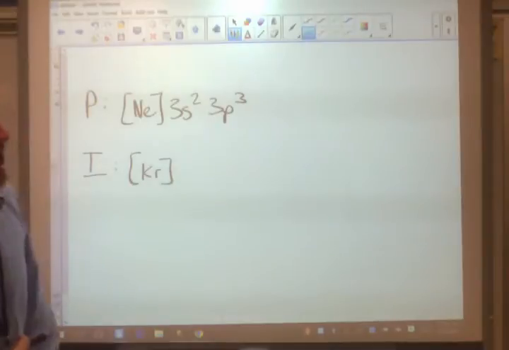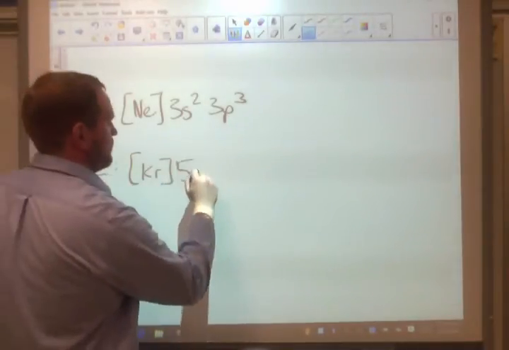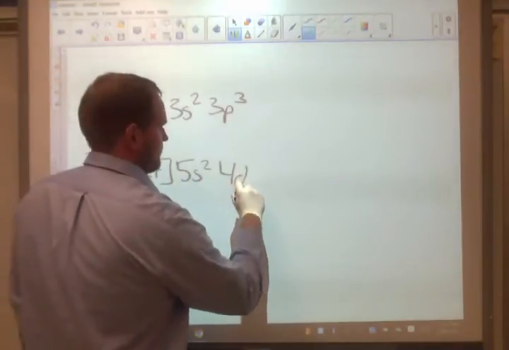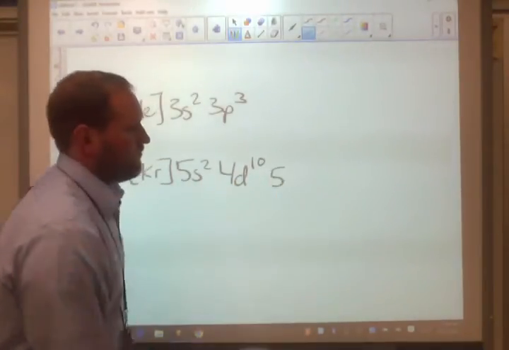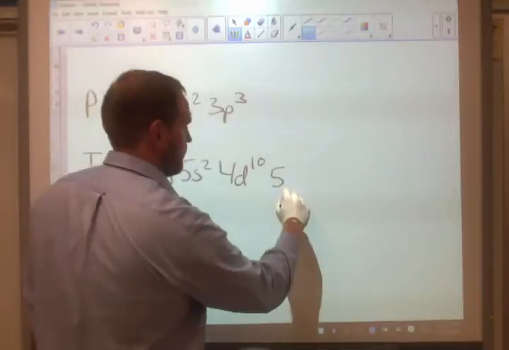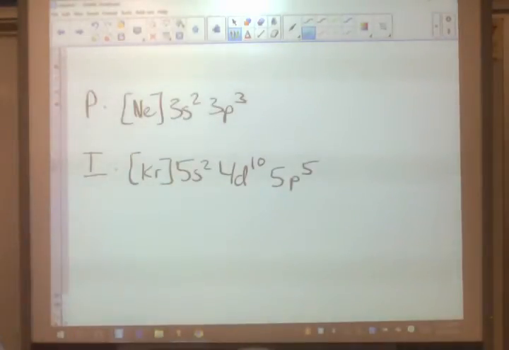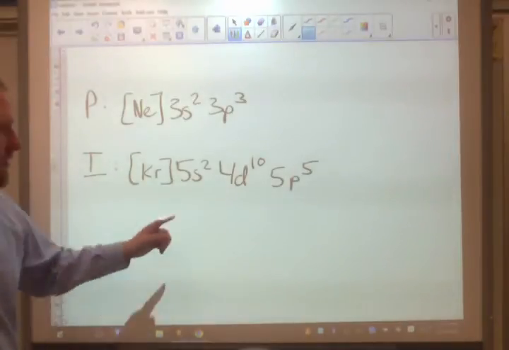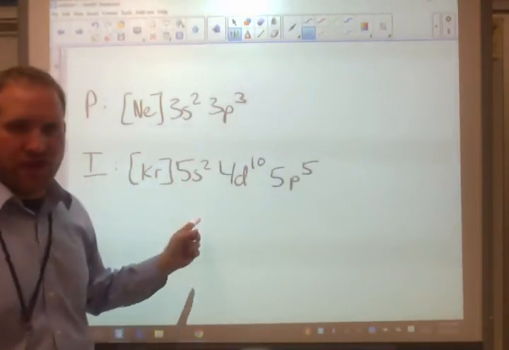Krypton, and we are going to add to krypton 5s2, 4d10, 5p5. That's noble gas notation. It shows all the electrons that follow it. And just to be clear, this does not necessarily show the valence electrons.